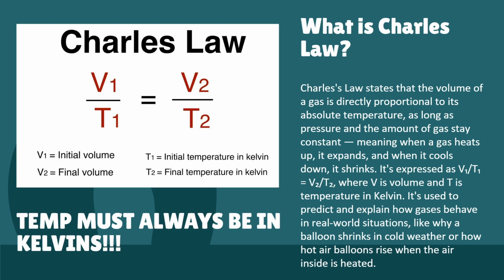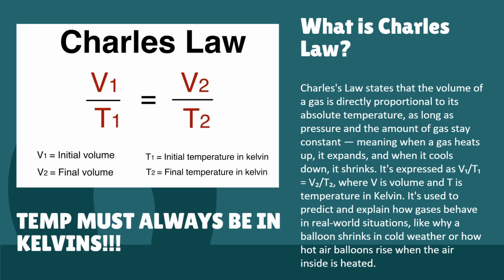Here V is volume and T is temperature in kelvins. It is used to predict and explain how gases behave in real-world situations, like when a balloon shrinks in cold weather, or how hot air balloons rise when the air inside is heated. And here we see what each one represents. V1 is the initial volume, V2 is the final volume, T1 is the initial temperature in kelvins, and T2 is the final temperature in kelvins.